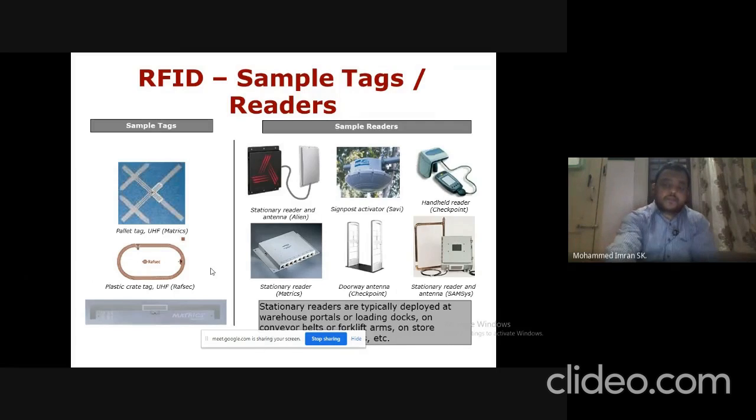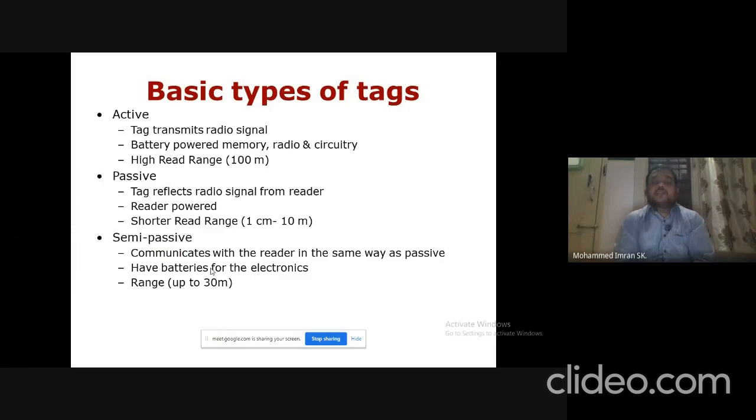So next one, basic types of tags. We have three different types: active, passive, and semi-passive. Active tags transmit radio signal and are battery powered, with memory, radio, and circuitry, so they depend on the battery. The range is high, that is 100 meters. So in active you can perform the reading up to 100 meters.